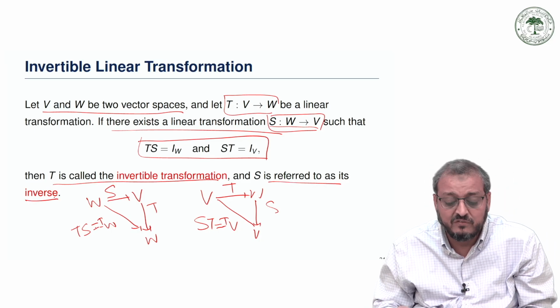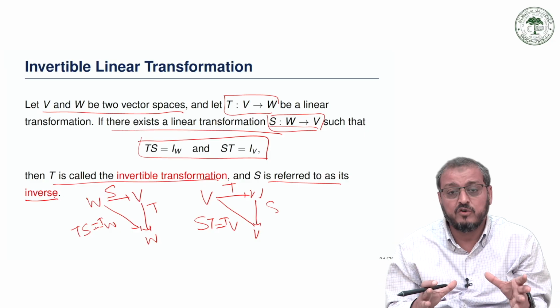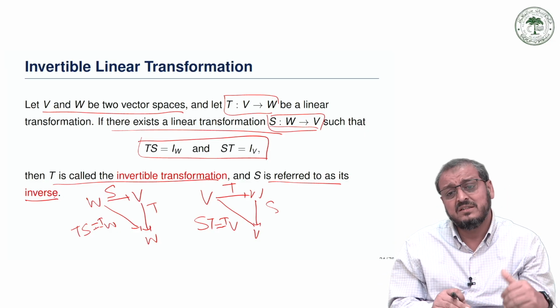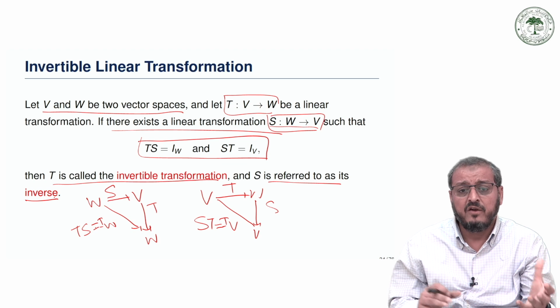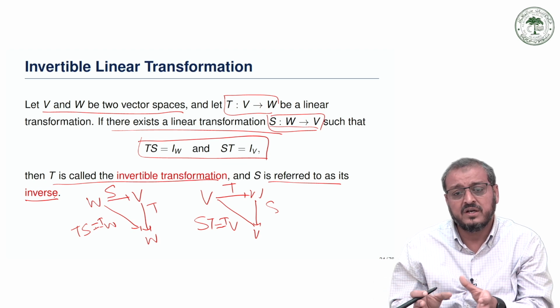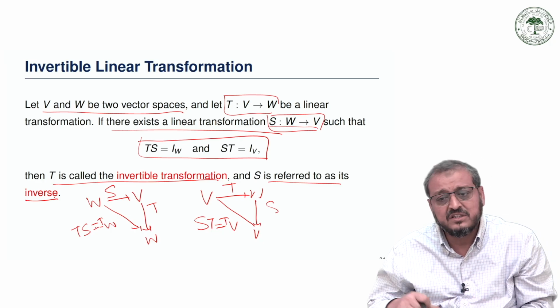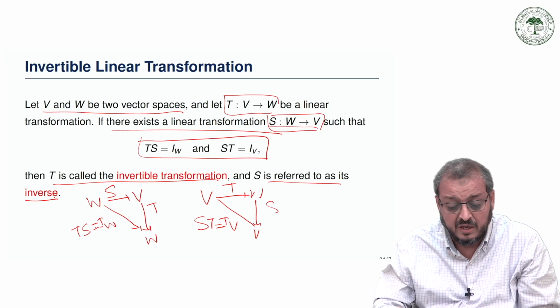So we can say that if T is a transformation, and there exists another transformation S such that TS is equal to the identity and ST is also the identity, then we can say that T is an invertible transformation, and S is referred to as the inverse of T.